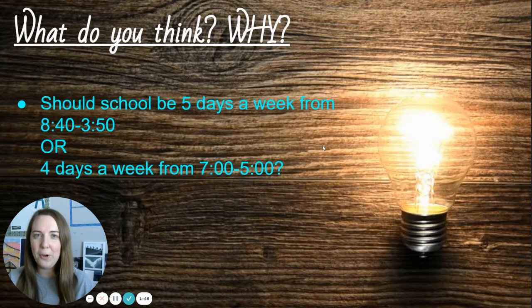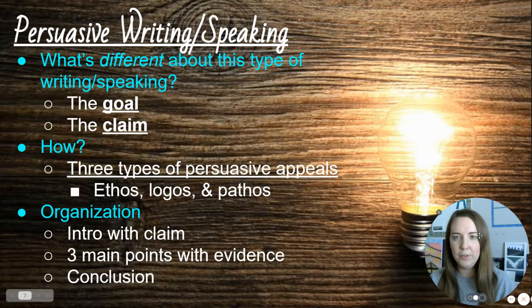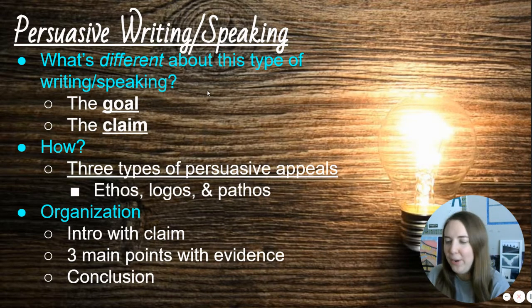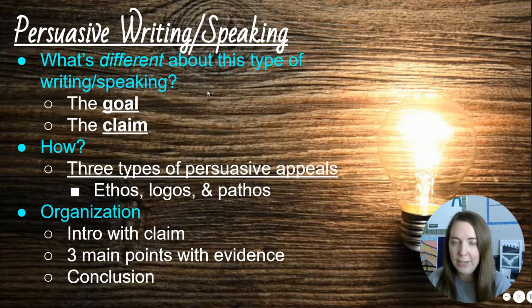So let's talk about this whole argumentative, persuasive writing thing. The very first thing is I want you guys to think, what is different about this type of writing? Before we were writing about a person who's had a positive impact in the world. That's expository writing, also known as informational writing, right? You're writing to inform somebody. So what's different when you're writing to persuade somebody?